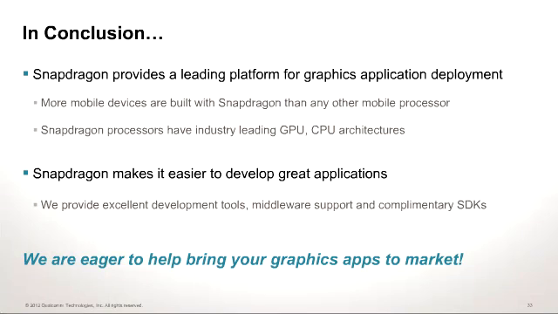So in conclusion, now that we've covered all the points and looked at all the things that we have to offer, I think we can confidently conclude that Snapdragon and Adreno provide a leading platform for graphics application development. That is mainly due to the market opportunity that Snapdragon provides, as well as the performance and architectural advantage that Snapdragon and Adreno have. The second thing is Snapdragon makes it easier to develop great applications, because of the excellent support for middleware solutions on Snapdragon and Adreno, and also the great Adreno tools that we have to offer you. With that said, we would really like to convey to you that we're eager to work with you.